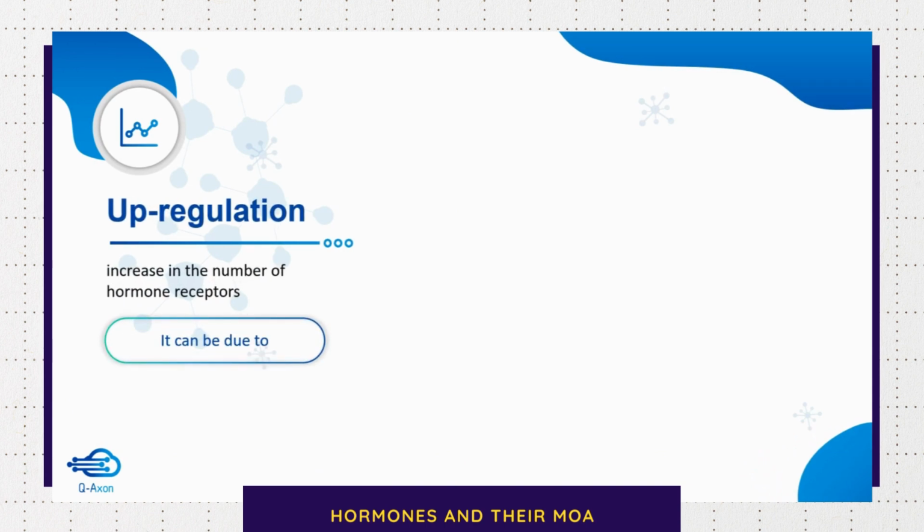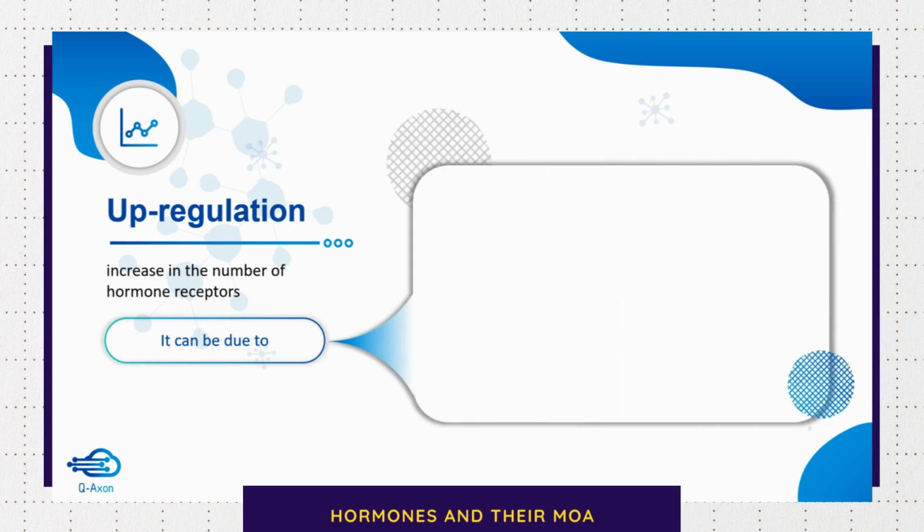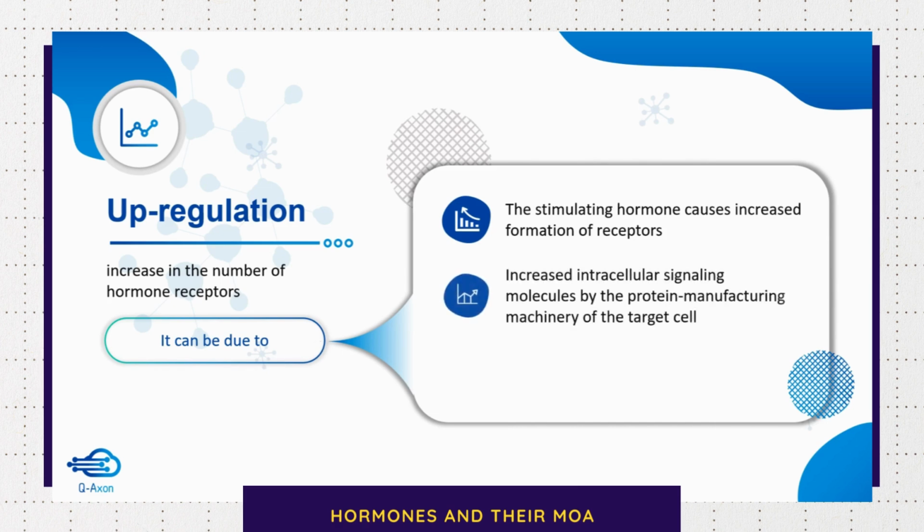Upregulation is the increase in the number of hormone receptors. It can be due to the stimulating hormone causing increased formation of the receptors, increased intracellular signaling molecules by the protein manufacturing machinery of the target cell. This upregulation will cause greater availability of the receptor for the hormone.